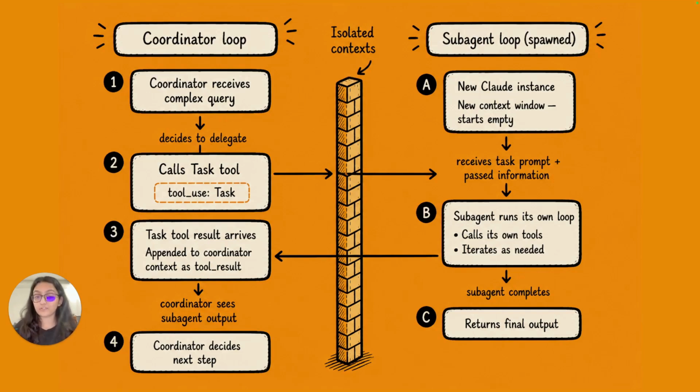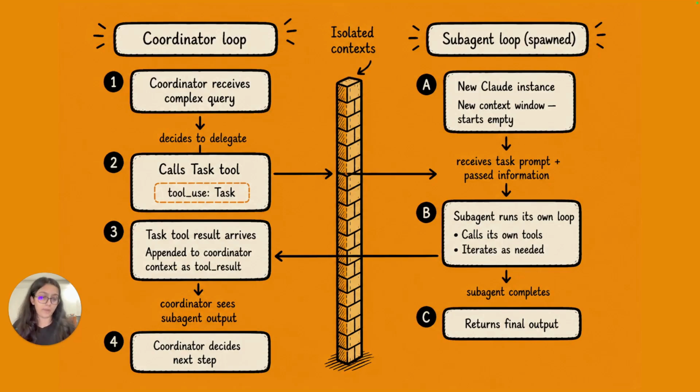So when the task tool runs, your code spins up a completely new agent loop, a new Claude instance, a new context window, empty, starting fresh. Your code sends the sub-agent's task prompt to this new instance, along with whatever information the coordinator chose to pass. The sub-agent runs, it may call its own tools, have its own loop iterations, retrieve data. When it's done, it returns its output. That output comes back to your code as the task tool's result.